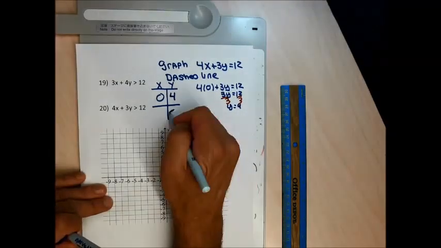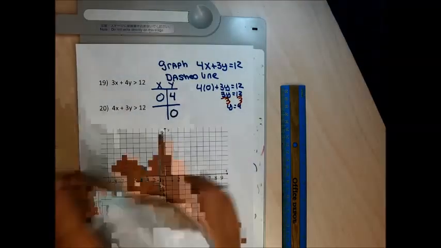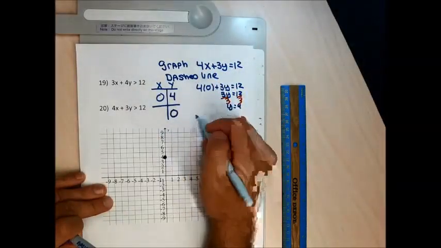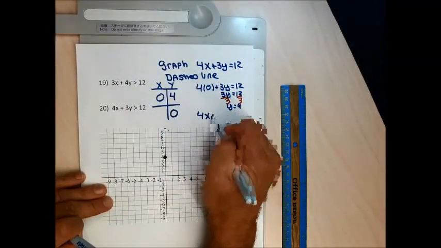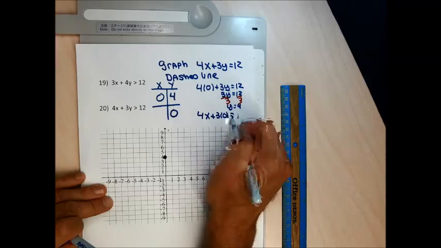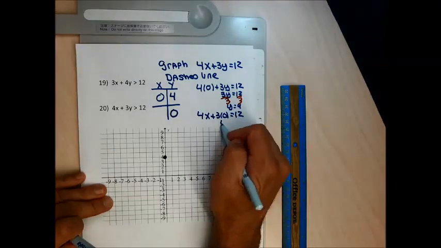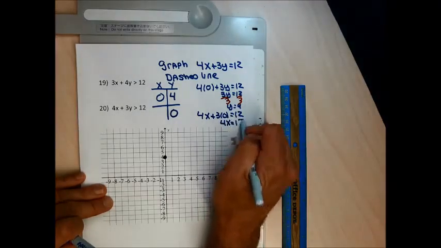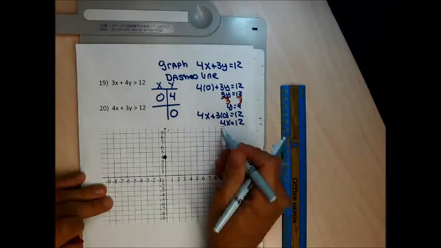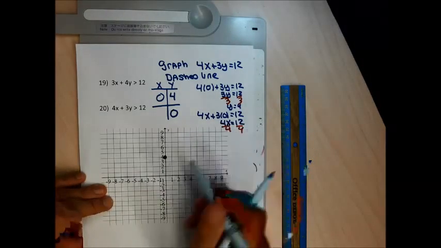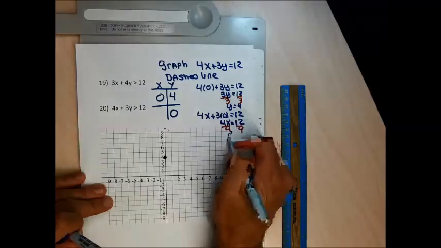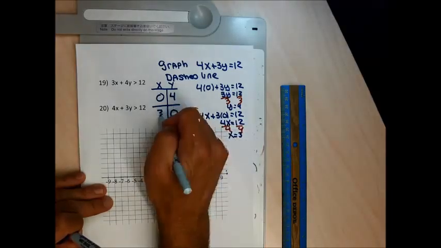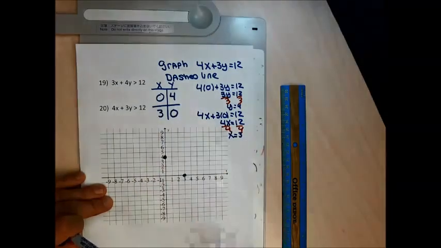Then I'm going to put a 0 in the y column and put a 0 in for y and go 4x plus 3 times 0 equals 12. That's going to simplify to 4x equal to 12 because the 0 piece will go away. I'm going to divide by 4, and this is going to give me x equal to 3. And that's going to give me the point 3, 0.